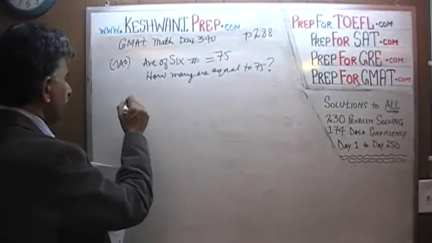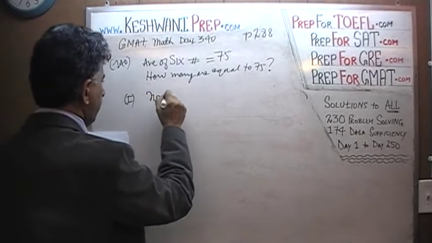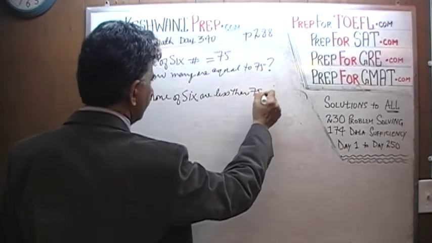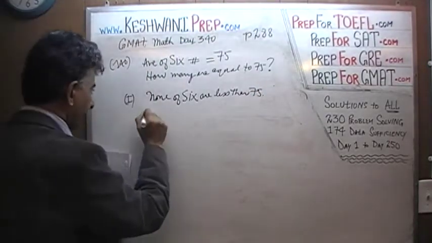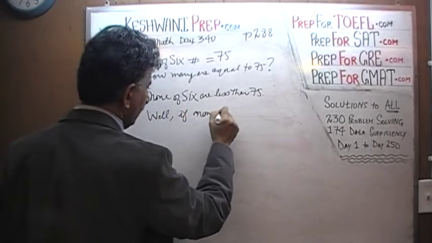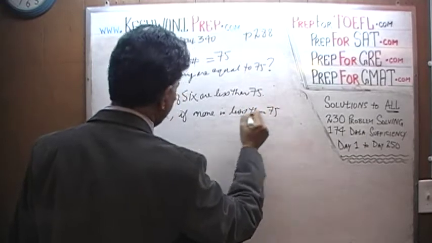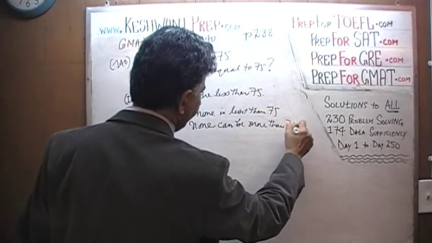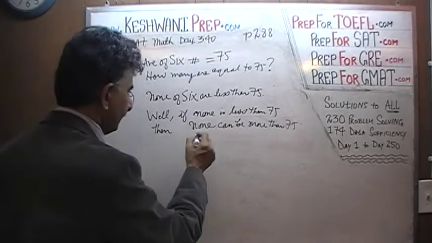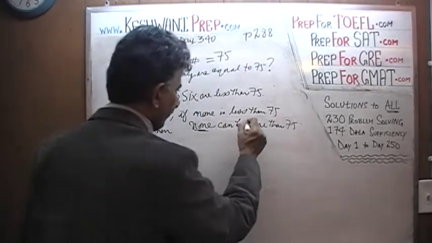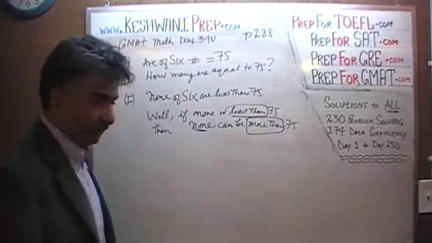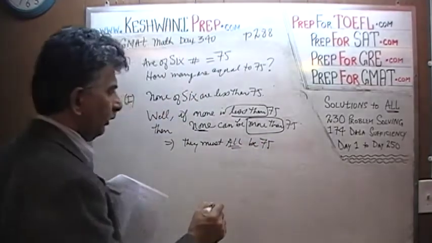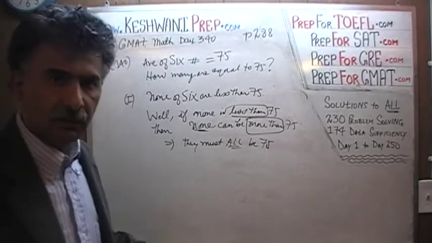Let's see what they tell us in the first statement. They tell us that none of the six are less than 75. Well, what do you know? None of the six are less than 75. Well, if none is less than 75, then none can be more than 75, which implies they must all be 75. They would all have to be 75. That is the only way it is possible.